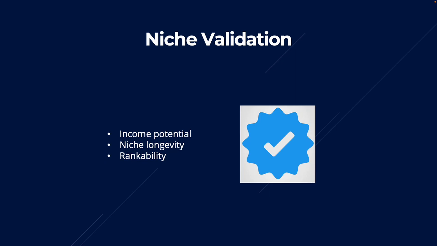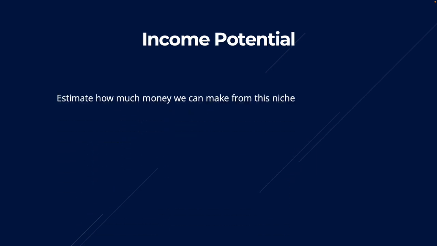Welcome back. Part 1 of the niche validation process is determining the income potential of the niche. So what do I mean by income potential? Well, pretty much we just want to figure out an estimation of how much money we can make from a niche. And to do this, we need to know two things.